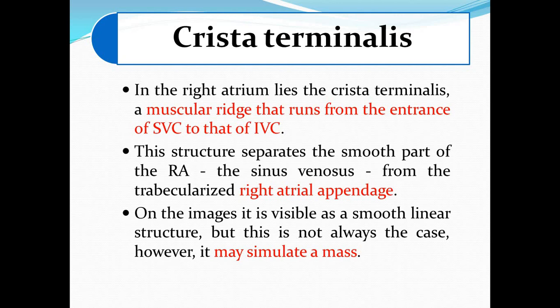Normally, in most people, it looks like a smooth linear structure between the right atrium and the right atrial appendage. But this is not always the case. Sometimes it can be more rounded, simulating a mass. So knowing this structure is important to differentiate the normal variation of this structure from any mass at this location.